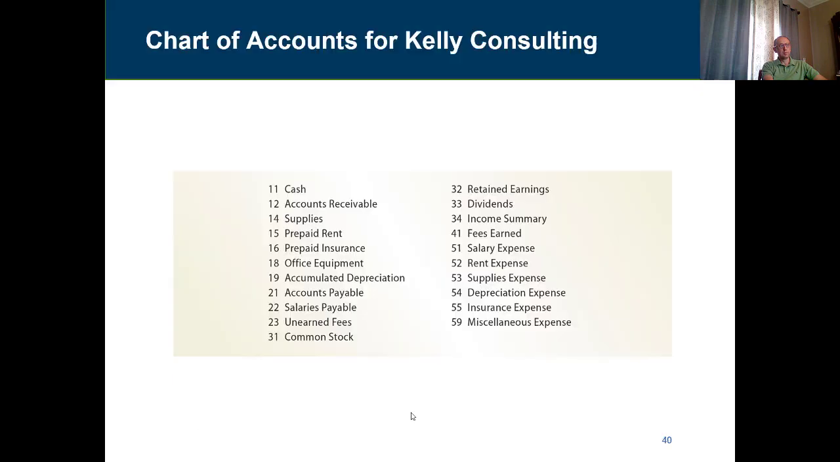looks like. So this is the chart of accounts for Kelly Consulting, and you can see that we have the codes on the very left and then the name of the accounts. One thing that I want to make clear for you is that this company uses the code 1 to represent assets, the code 2 to represent liabilities, 3 for equity, and you can see here we have retained earnings and dividends, and the income summary, and then 4 for revenues and 5 for expenses.